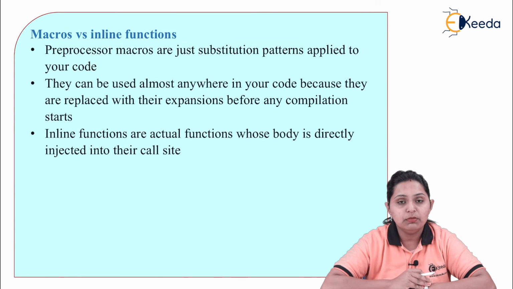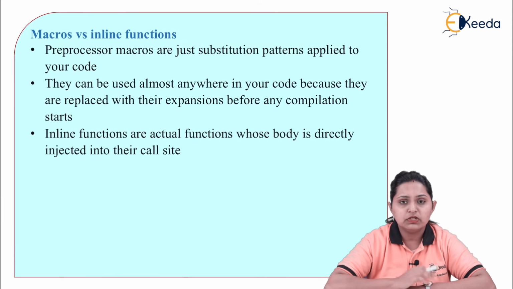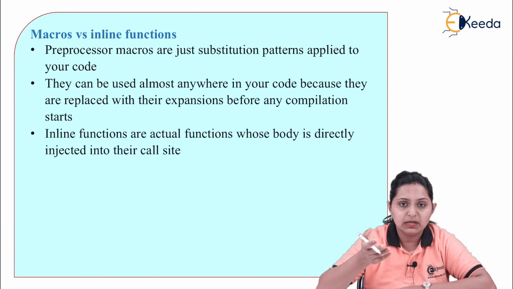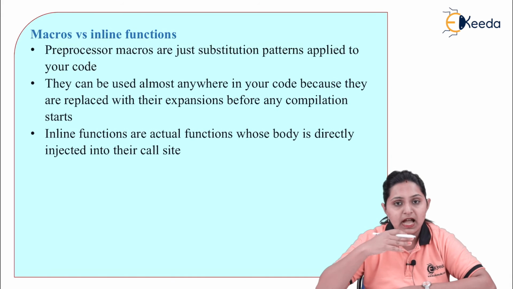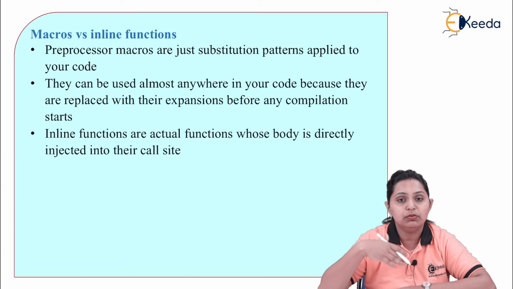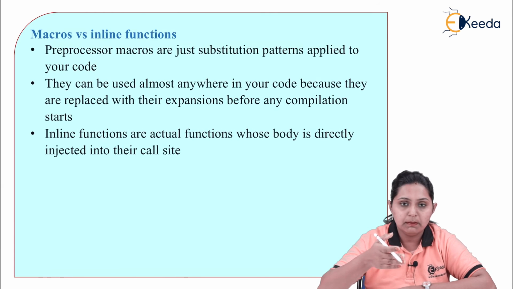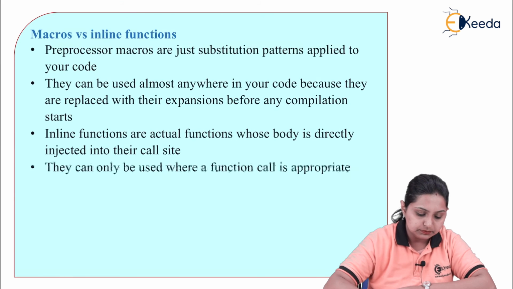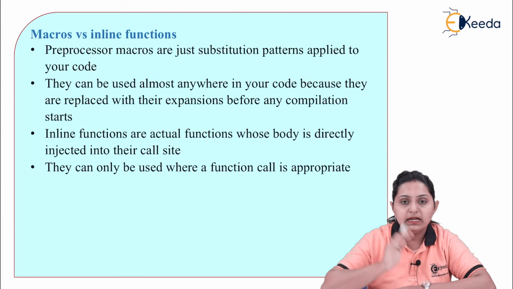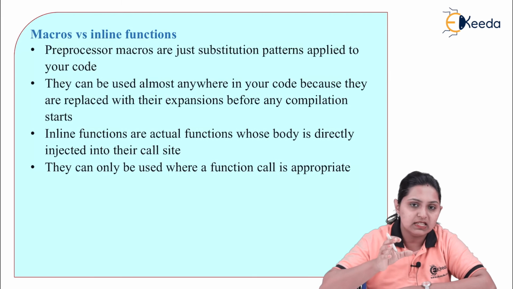As we know, a macro is a preprocessor directive. The definition of those is already known by the compiler, so it just needs to expand it. But inline functions are defined by the user, so the compiler has to compile that code, and then it can be executed in the main block of code. Next, they can only be used where a function call is appropriate. We cannot write it anywhere. Wherever the function call is present, we have to execute it at that same point.